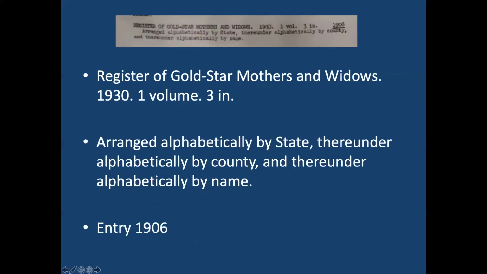There also are the Gold Star mothers and widows from World War I. There is an entry 1906. Everything in a record group has an entry. And this register is a volume, 3 inches, and it's arranged alphabetically by state. And they're under alphabetically by county, and they're under alphabetically by name of the several trips that mothers and widows took to Europe after World War I.